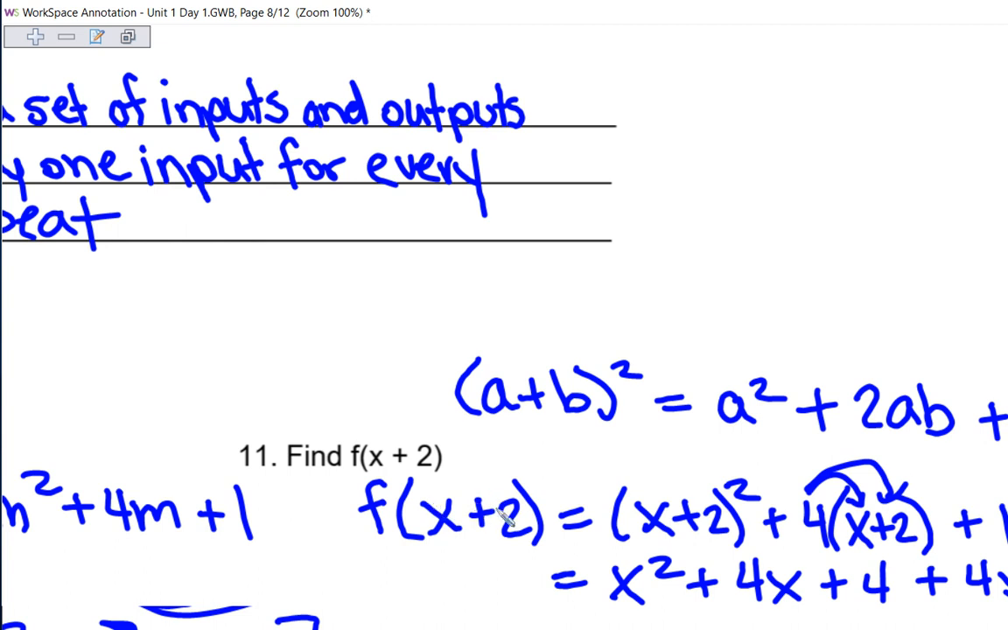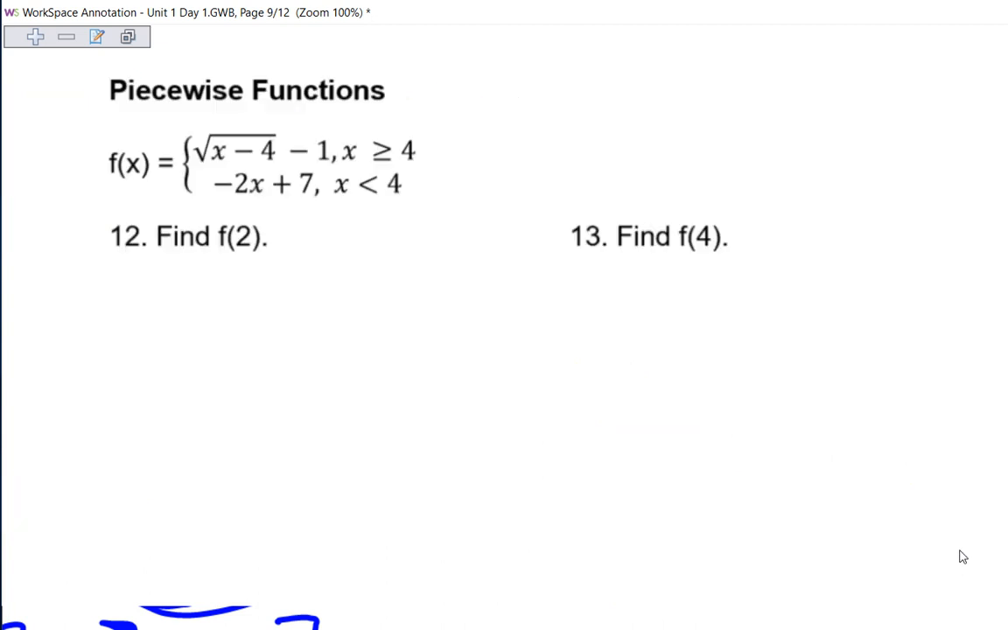Combine like terms, make sure it's in standard form, and for polynomials, start with the highest degree, so the x squared would go first. Combine your x's, 4x plus 4x is 8x, and 4 plus 8 is 12. And 12 plus 1 is 13. So make sure you simplify it completely. So x squared plus 8x plus 13.